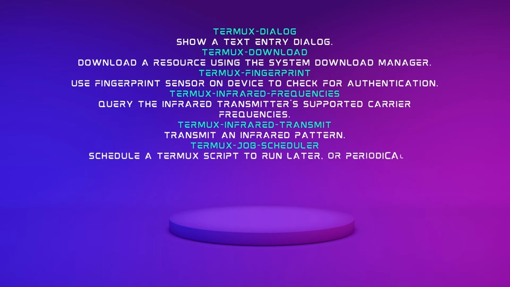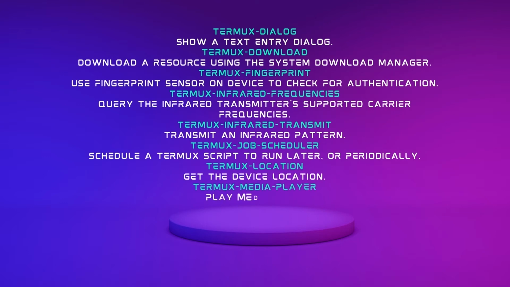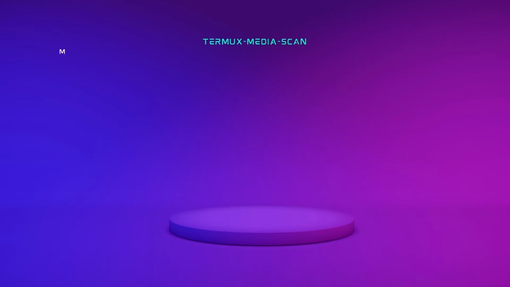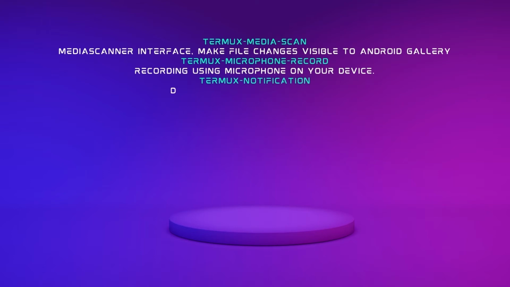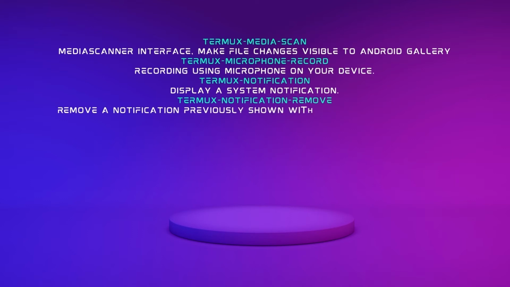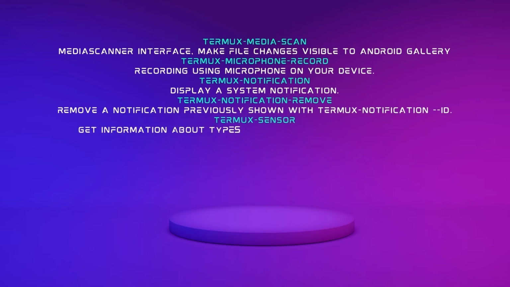Termux location: get the device location. Termux media player: play media files. Termux media scanner: make file changes visible to the Android gallery. Termux microphone record: record using the microphone on your device. Termux notification: display a system notification. Termux notification remove: remove a notification previously shown with Termux notification ID. Termux sensor: get information about types of sensors as well as live data.